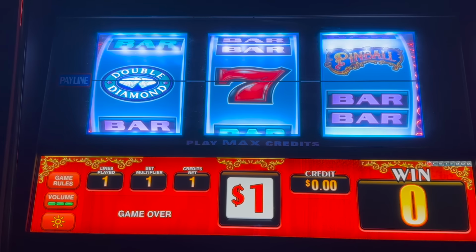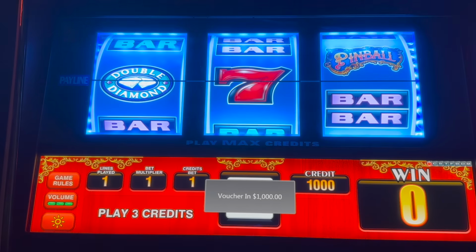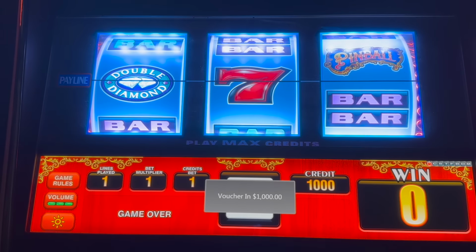Other than that, let me get my counter all ready and put the $1,000 into the machine. Sorry, I was just looking for the ticket here. So $1,000 in, counter's ready to go. And let's get going. Ready, guys?